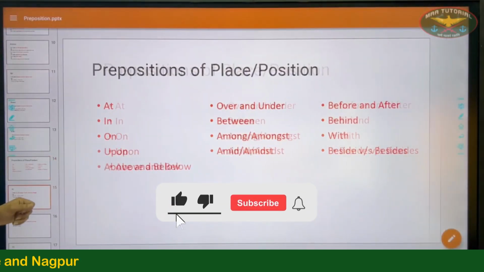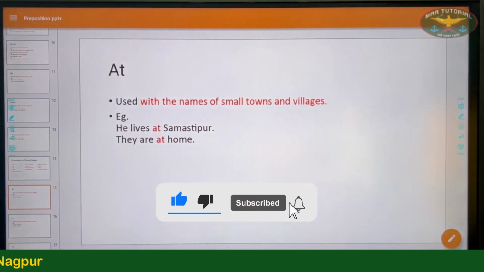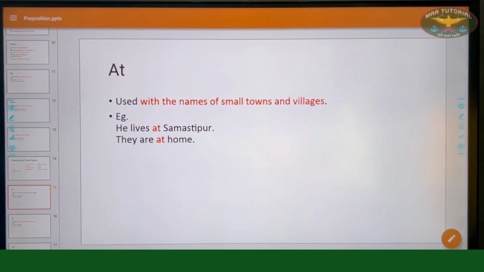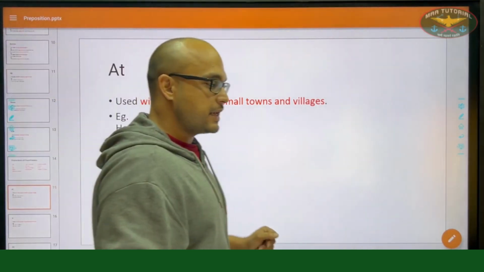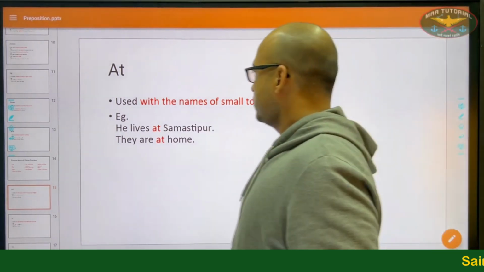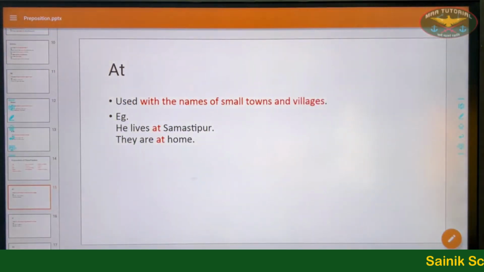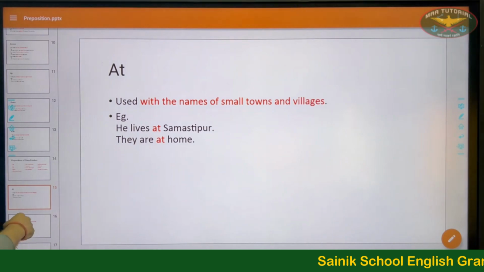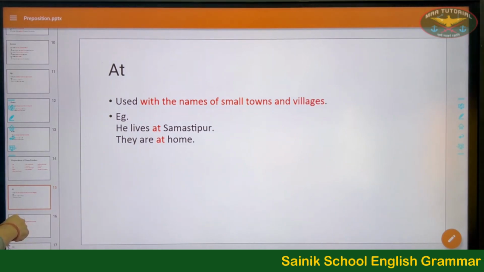Let's move ahead. We've got at. Used with the names of small towns and villages. So he lives at Samastipur. They are at home. So for home also we will use at. These are prepositions of place or position.